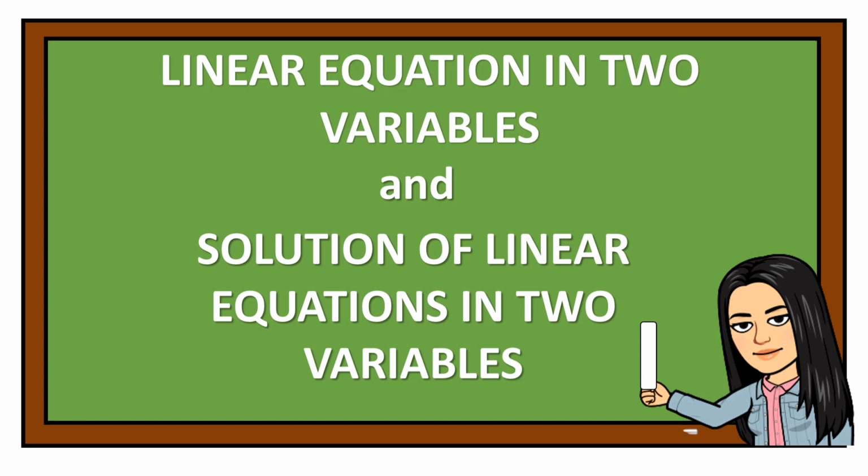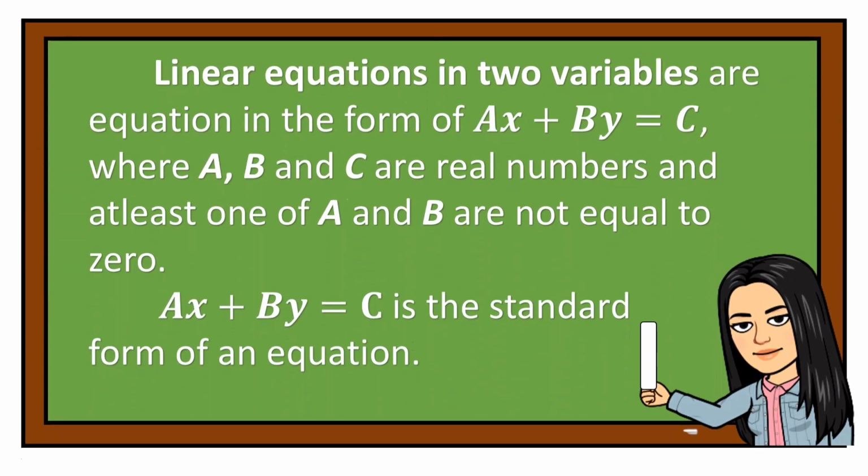Our lesson for today is linear equations in two variables and solutions of linear equations in two variables. Linear equations in two variables are equations in the form ax plus by equals c, where a, b, and c are real numbers and at least one of a and b is not equal to 0. Ax plus by equals c is the standard form of the equation.